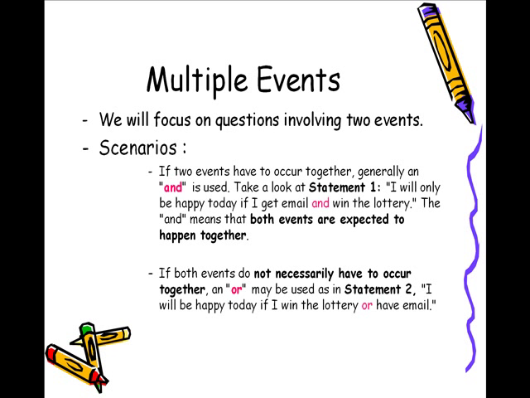And that is rather different compared to if I was to say I'll be happy if either I get an email or win a lottery. As you can already assume, my chances of getting an email or winning a lottery, where either one of them can happen, are a lot higher compared to statement 1, where I'm saying I want both to happen, and obviously your chances will be low.